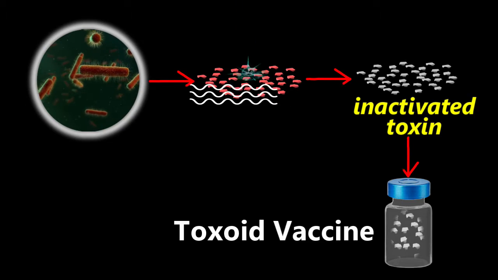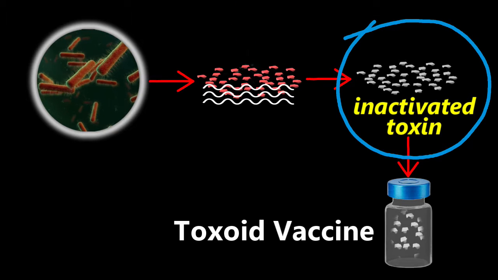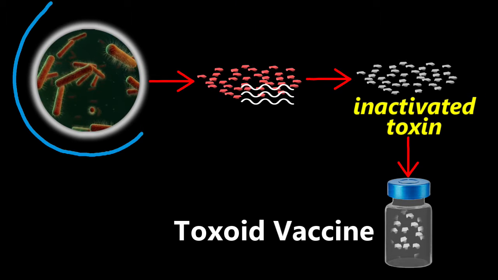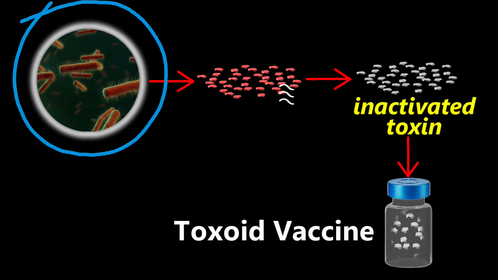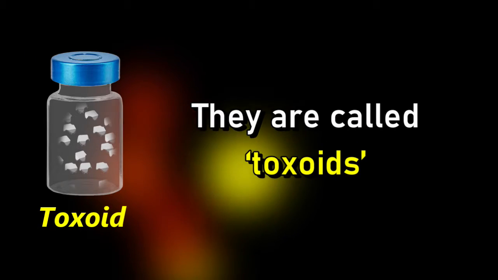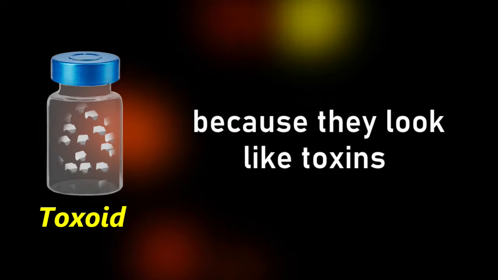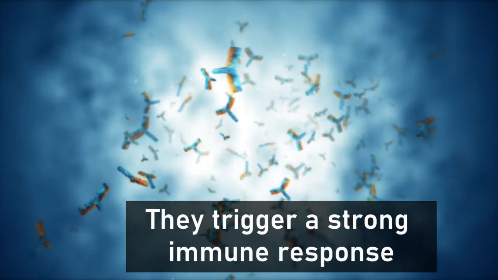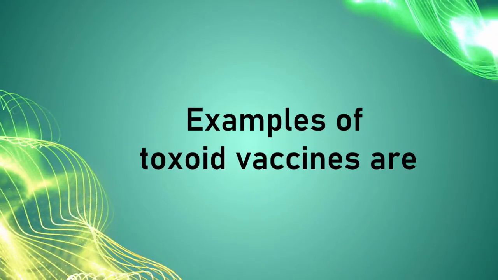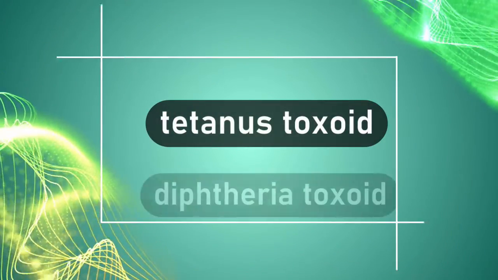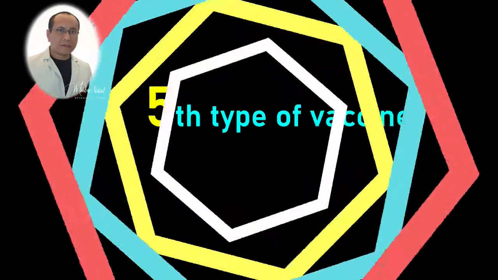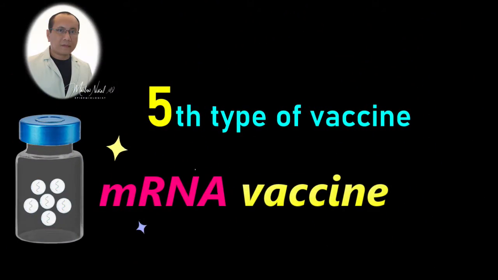Toxoid vaccines are made of inactivated toxins, derived from toxins that are secreted by certain species of bacteria. They are called toxoids because they look like toxins, but are not poisonous. They trigger a strong immune response once injected into the body. Examples of toxoid vaccines are tetanus toxoid and diphtheria toxoid. The fifth type of vaccine is the mRNA vaccine.